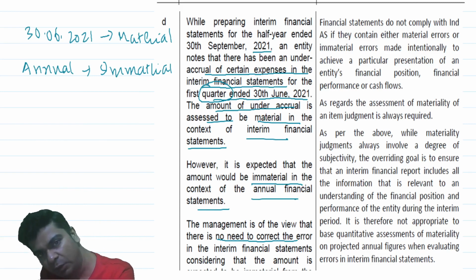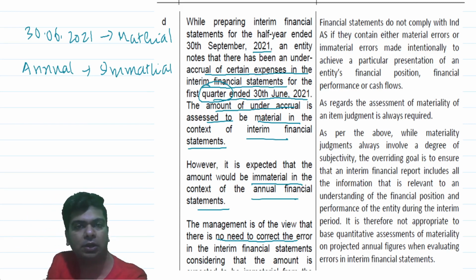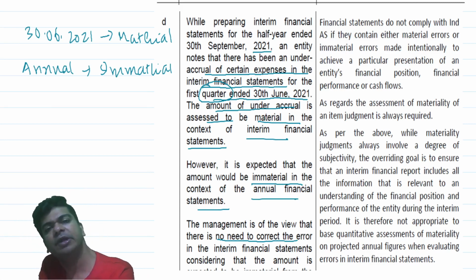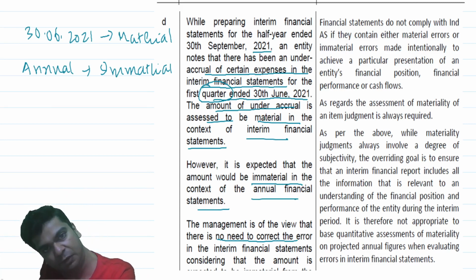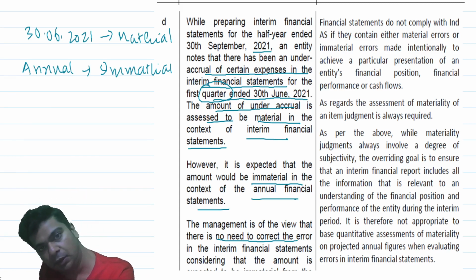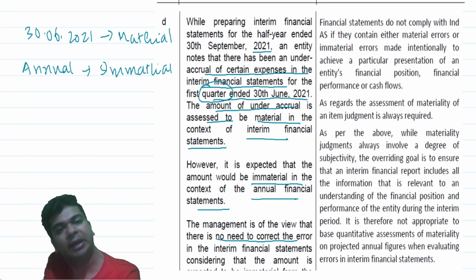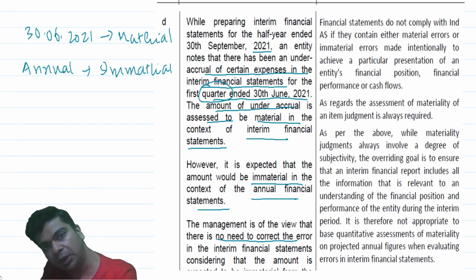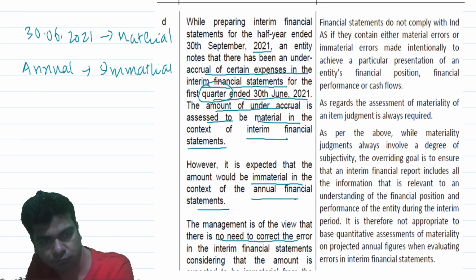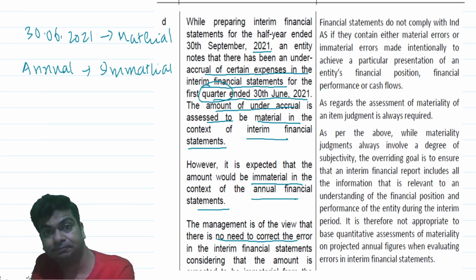Hence, agreed that we have committed a mistake preparing the quarterly results, but we can ignore that. Because ultimately when the shareholder will read the full financial statements, by full I mean for the full year, then the mistake that we have committed in the interim financial report, annually it will become immaterial. What do you say?